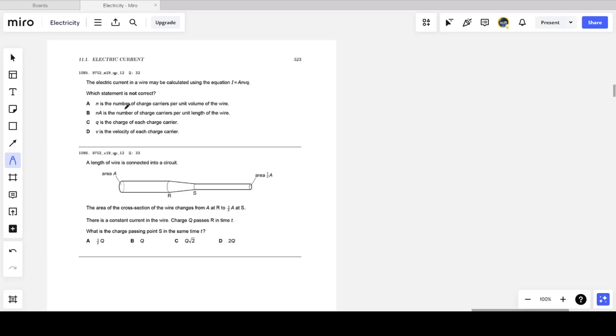Okay. n is the number of charge carriers per unit volume, and nA is the number of charge carriers per unit length. Q is the charge of each carrier. v is the velocity of each charge carrier. Okay, let's write this equation down and let's test all of these variables, all these symbols.